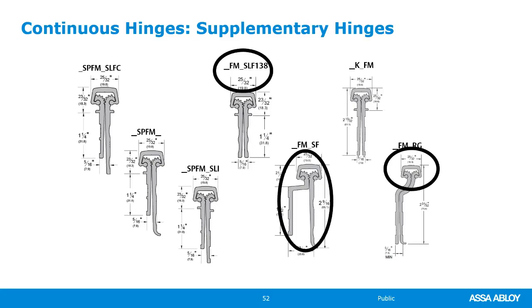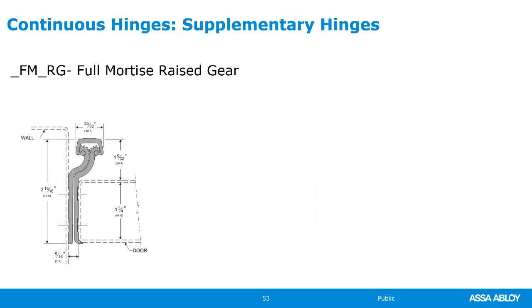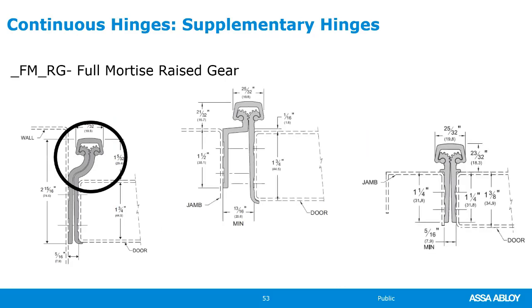Now, we're going to take a look at a couple of other types of supplementary hinges that you may see in the field. The next three hinges discussed are the hinges for 1¾ door, the safety hinge, and the raised gear hinge. So we've got the full mortise raised gear hinge. This is designed for wood or metal case openings when the hinge to be installed is deep on the rabbet. The design of the leaves allows for the hinge to pivot without interference from the cap.